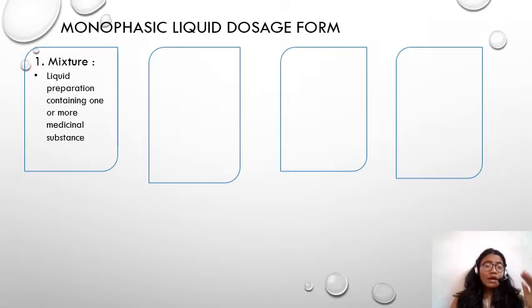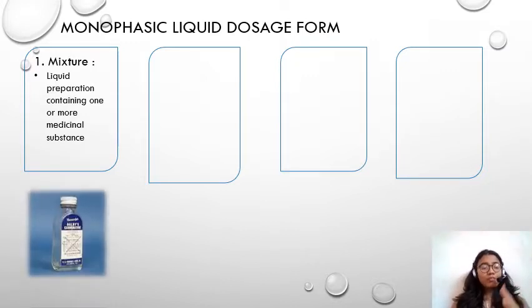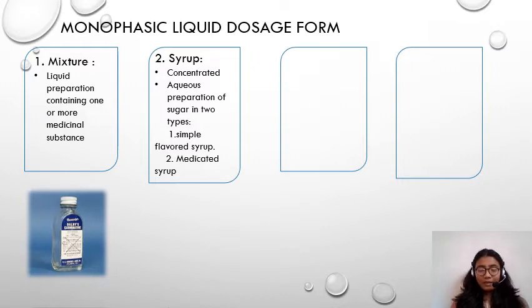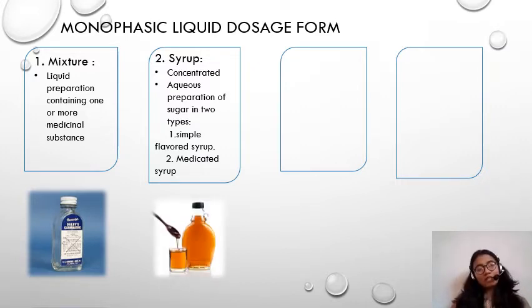So I will give you the different types of monophasic liquid dosage form. First is mixture. In case of mixture, it can be used as a medicinal form, and the proper example is the picture which I have shown you below, that is of carminative. Next is syrup. Syrups are usually the concentrated form of sugar which can be simple flavored or medicinal syrup. The best example of syrup can be the honey syrup, or you can even take an example of cough syrup.